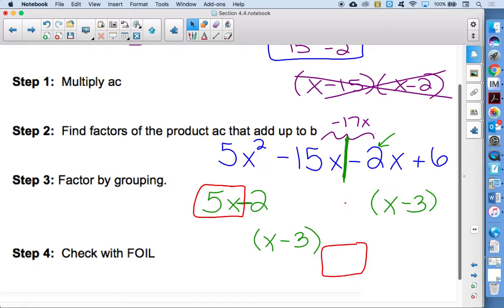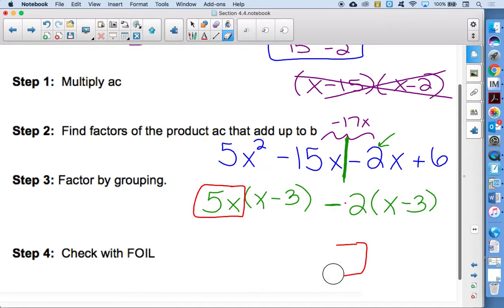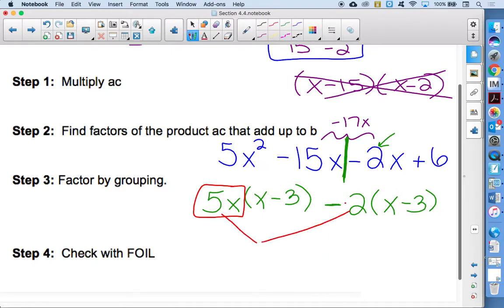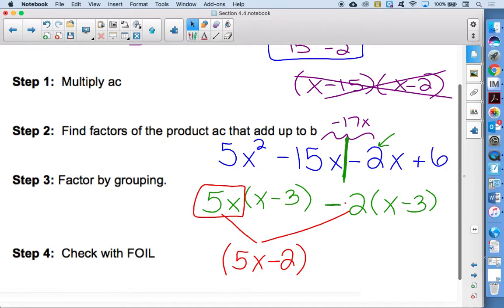So I want to pull them together and put them in one parenthesis. So we're going to see if we can get these pulled together. So I'm going to take the 5x and the minus 2 and group them together in a parenthesis. We can do that because they were both being multiplied by the same thing.